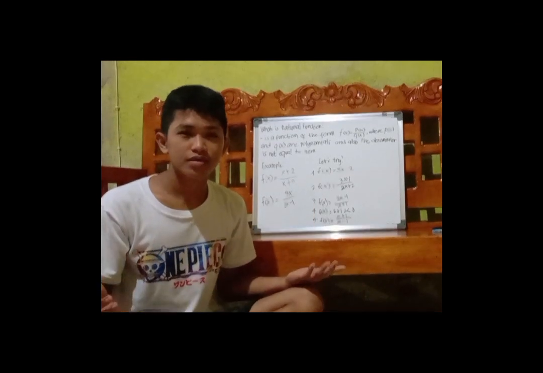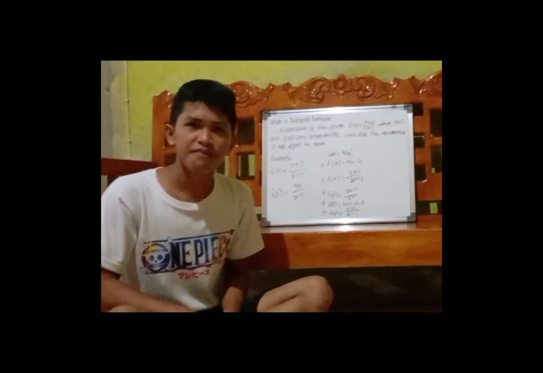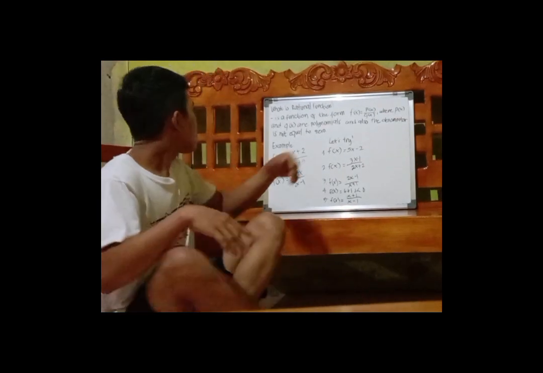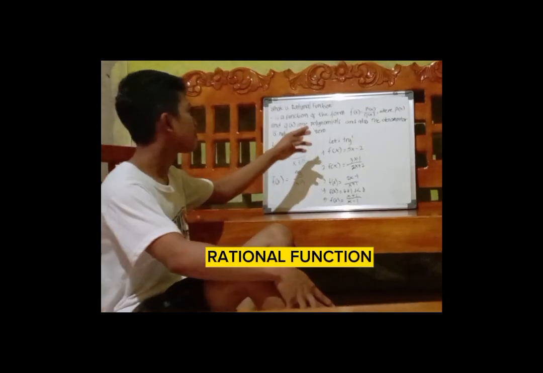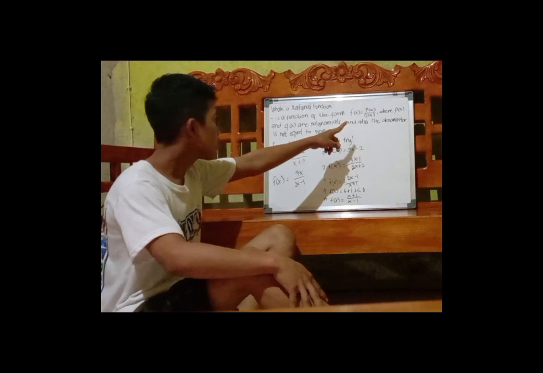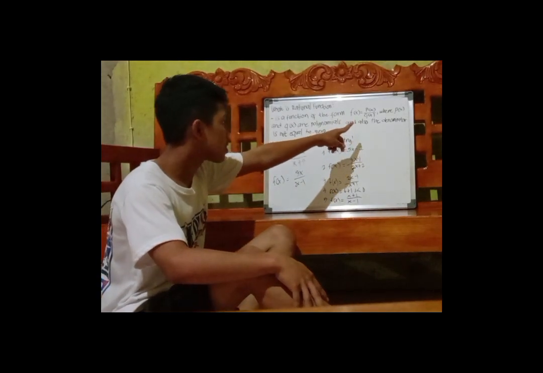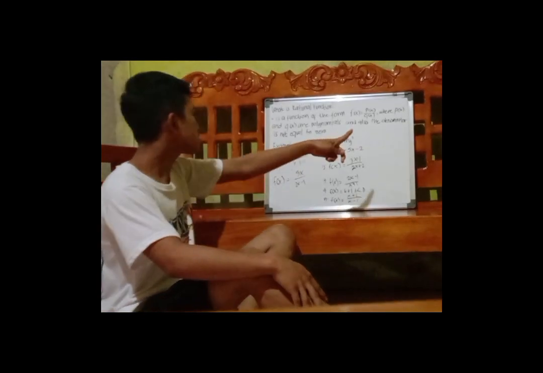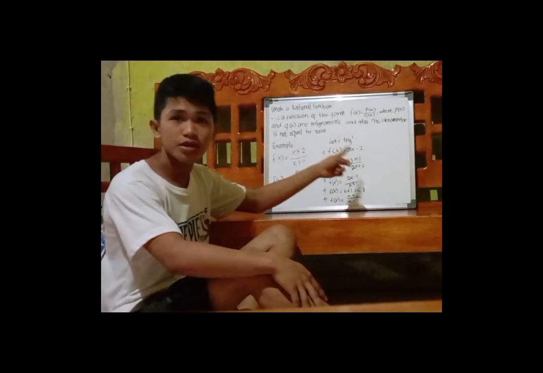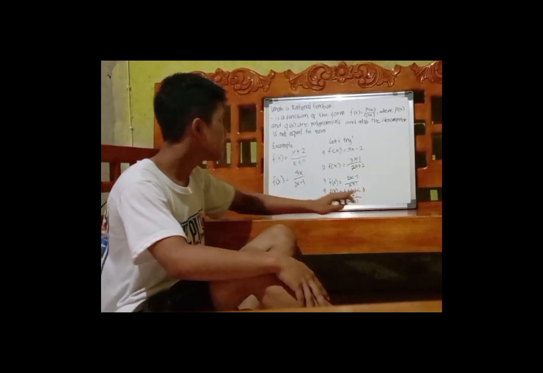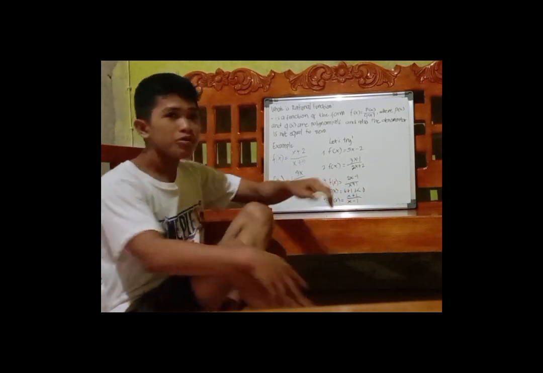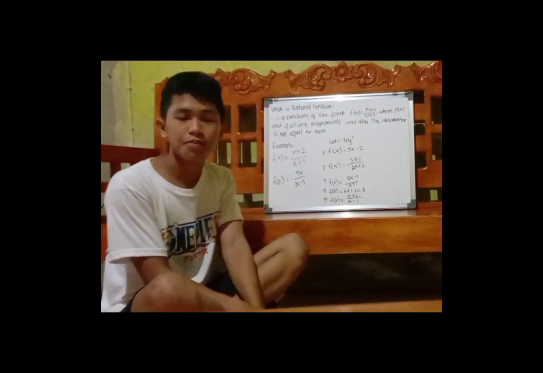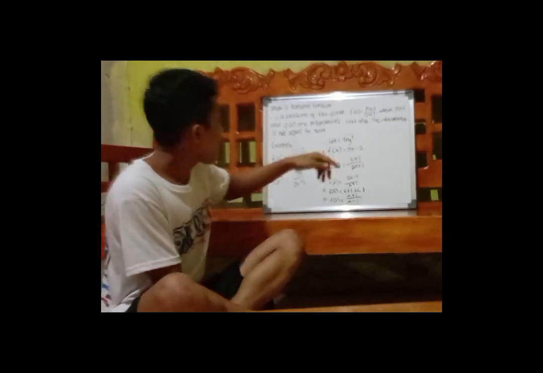And now we're here. What is a rational function? A rational function is a function of the form f of x over q of x, where f of x and q of x are polynomials, and also the denominator is not equal to 0. It means when you say rational function, it is a polynomial over a polynomial.